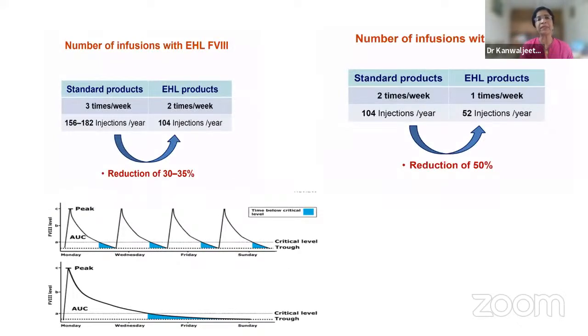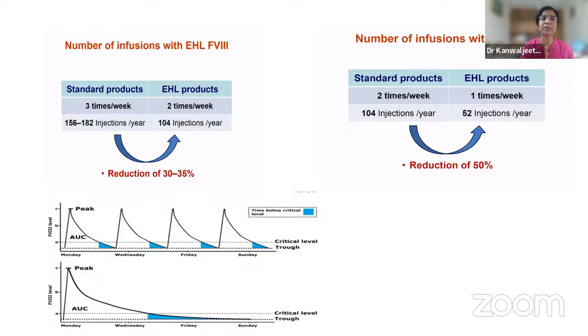So what was found with extended half-life factor VIII? From thrice a week, the frequency was reduced to twice a week, which makes it a reduction of around 30 to 35%. In contrast, with factor IX extended half-life products, the frequency was reduced from twice a week to once a week, an approximate reduction of around 50 to 60%. So why is Adynovate not as effective as Refixia?